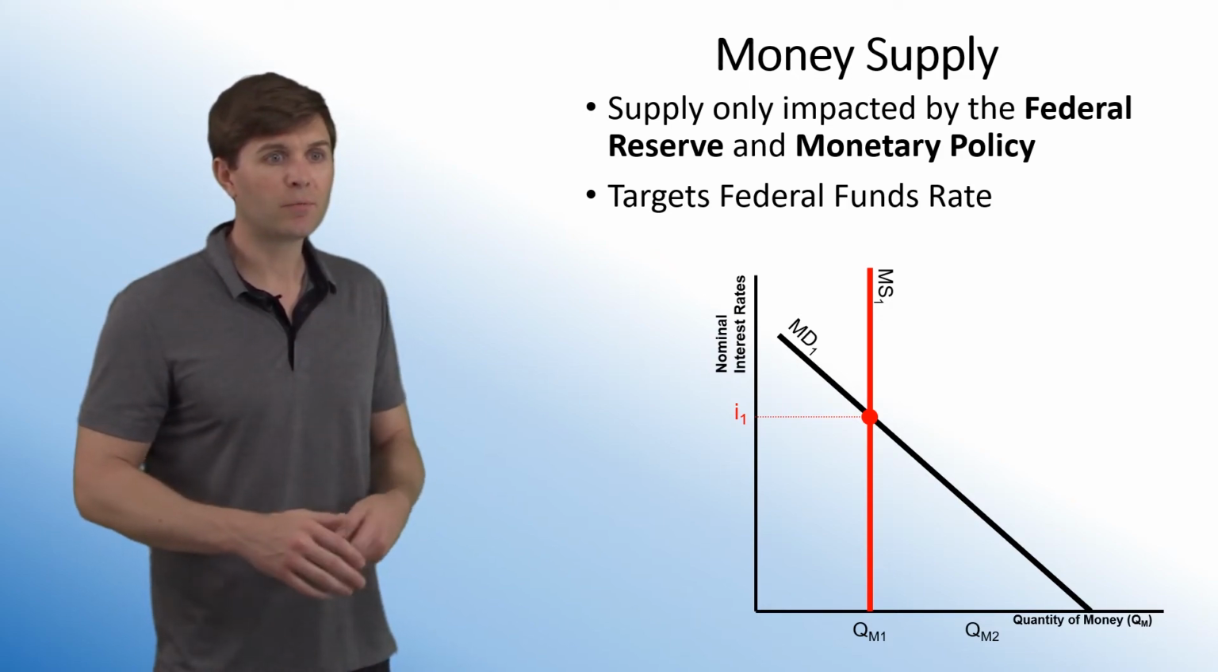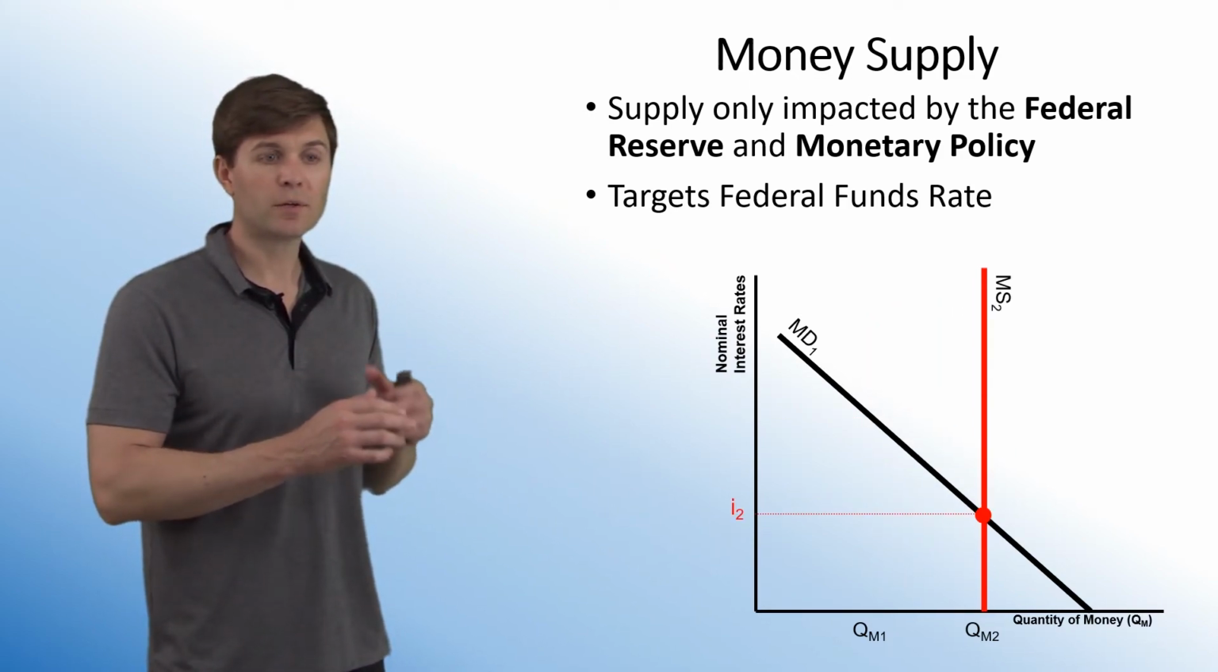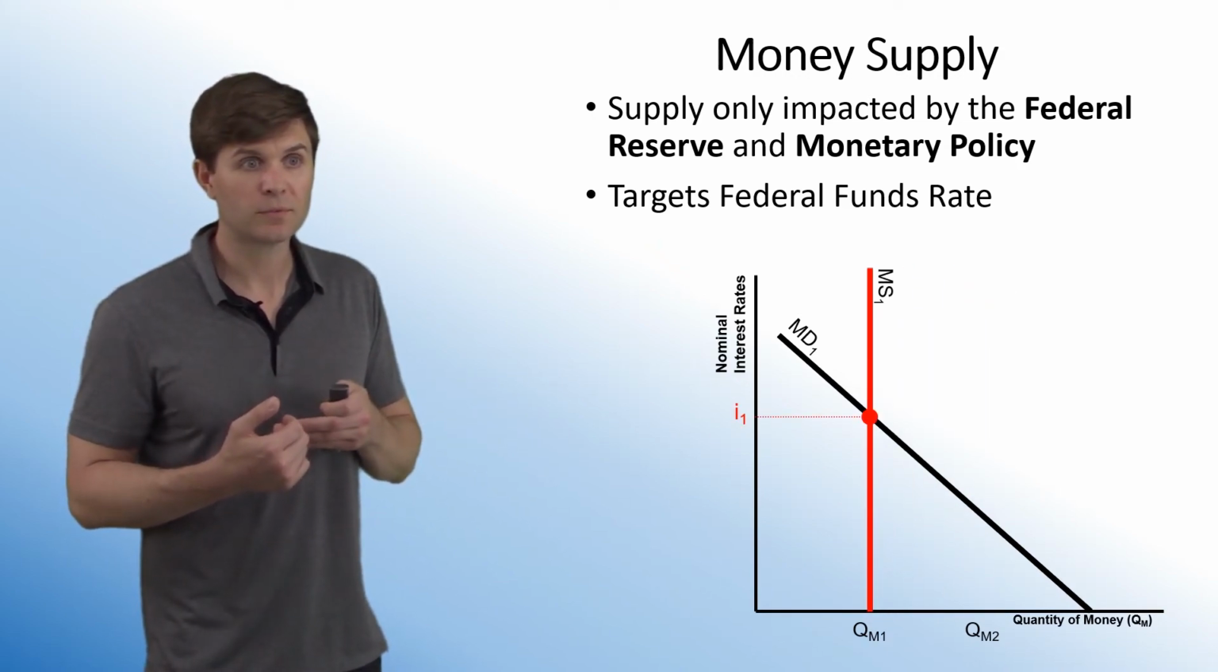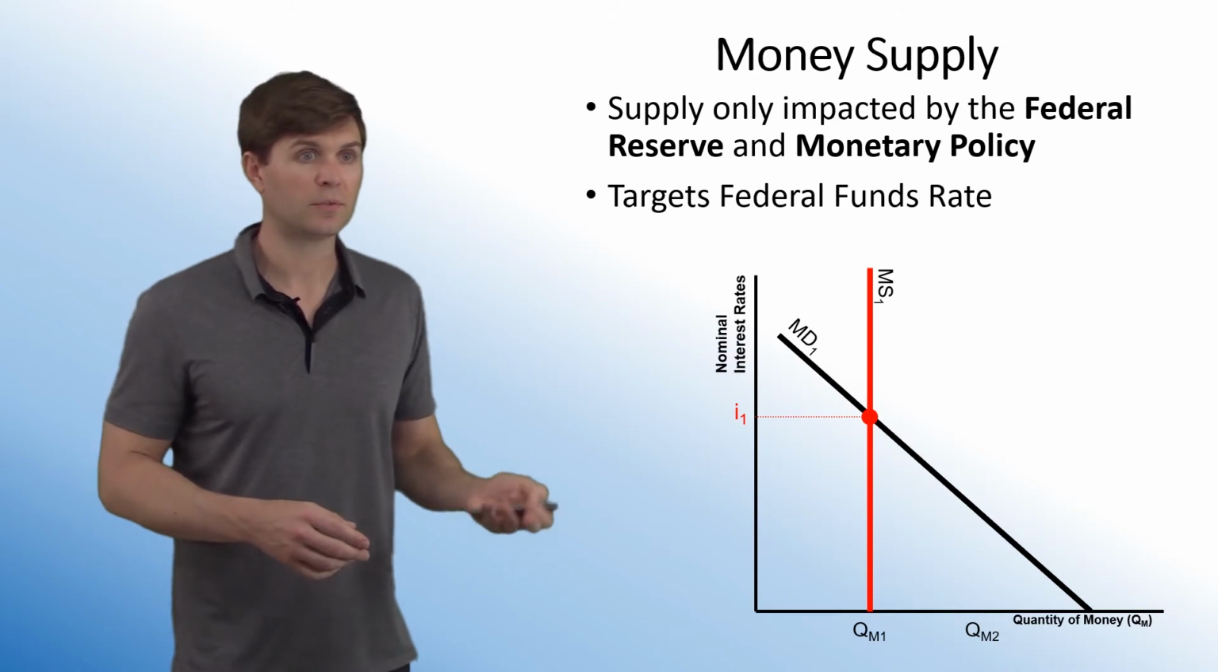So they target that federal funds rate, and we see this money supply curve shift to the right when it increases and shift to the left when it decreases. Now let's see what causes these increases and decreases.